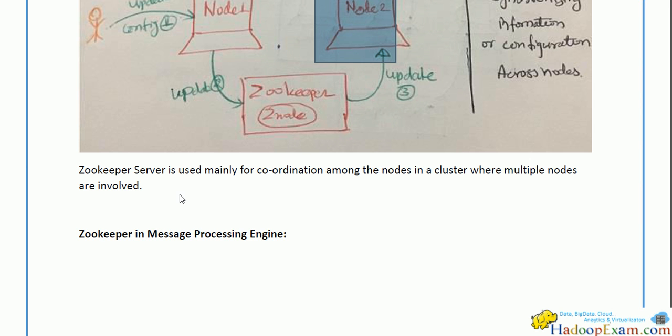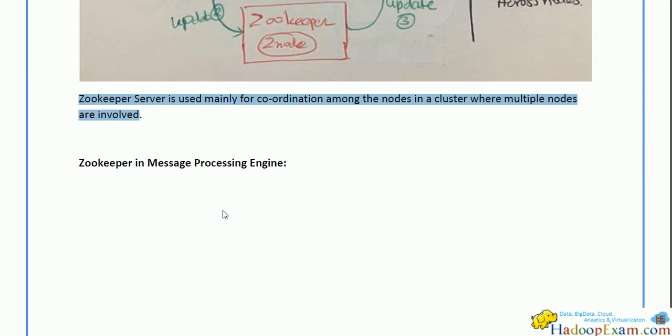Let's move on to another. Zookeeper server is used mainly for coordination among the nodes in a cluster where multiple nodes are involved. That is the very basic thing about Zookeeper. This is the whole purpose, but we will see various scenarios where it can be used. Now let's see Zookeeper in a message processing engine.